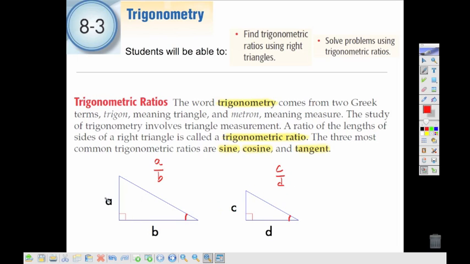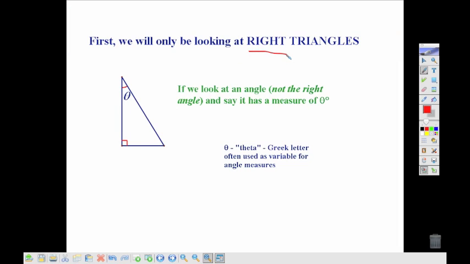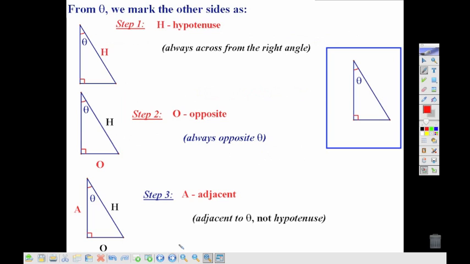So I'm looking at the legs of my two right triangles, which are similar, and I will always get the same ratio. Even if I maybe moved my A over here and C here, if I'm looking at the same parts, I'm going to get the same ratio as long as I'm looking at the same angle measure. And this leads us to the ratios of sine, cosine, and tangent. So again, we need to be looking at right triangles. If you don't have a right triangle, then don't try to use trigonometry with it.